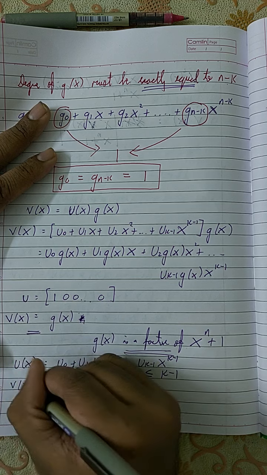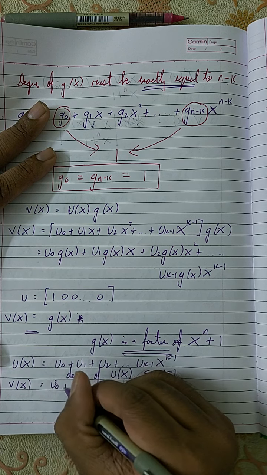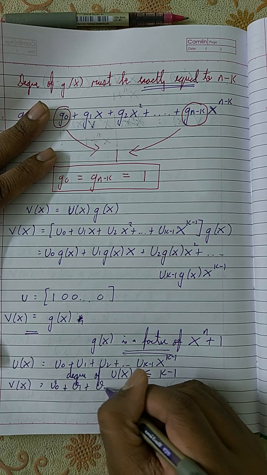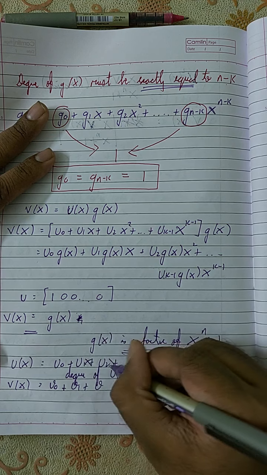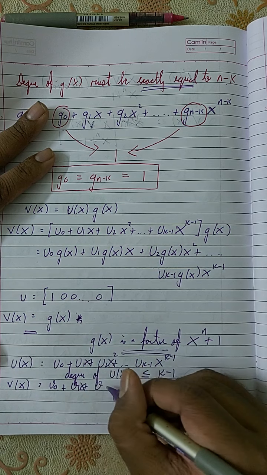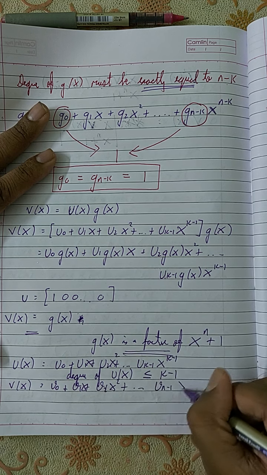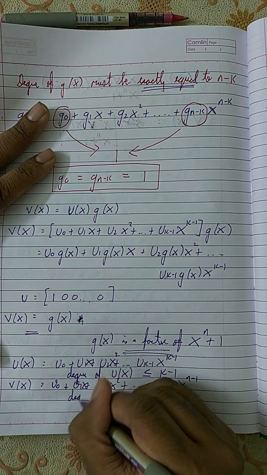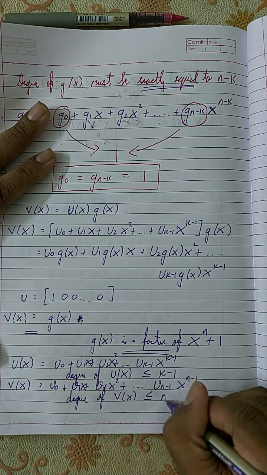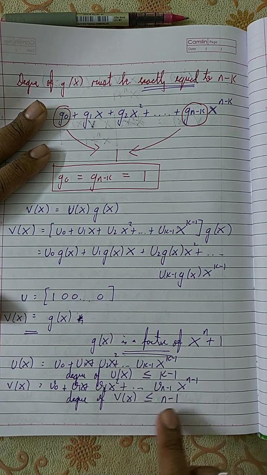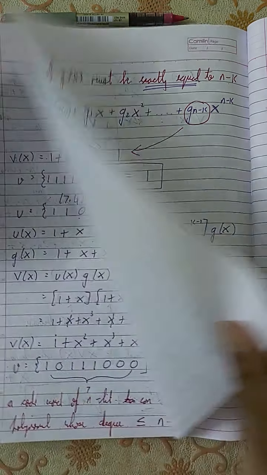The second thing you have studied, in the first video, is v of x. That is, v of x is v0 plus v1 x plus v2 x square plus up to vn minus 1 x raised to n minus 1. So the degree of v of x is also less than or equal to n minus 1. It may not always be exactly n minus 1, it can be less than n minus 1, especially just like in the example I have used here.